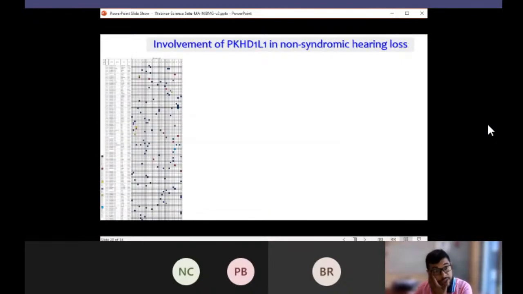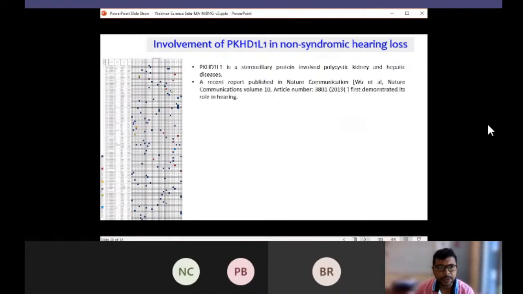I just want to share another very preliminary data. I am also interested, as I showed earlier in my slides, in non-syndromic hearing loss, or non-syndromic deafness. Not going into the details of these exome analyses, what we have found is an interesting lead, PKHD1L1. PKHD1L1 is a stereociliary protein involved in polycystic kidney and hepatic diseases. A recent report published in Nature Communications first demonstrated its role in hearing.